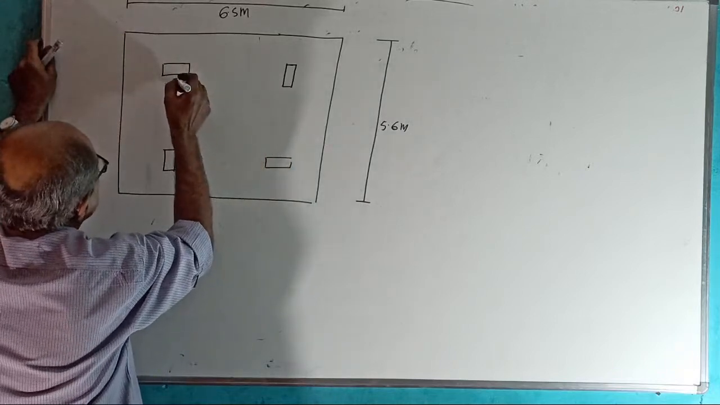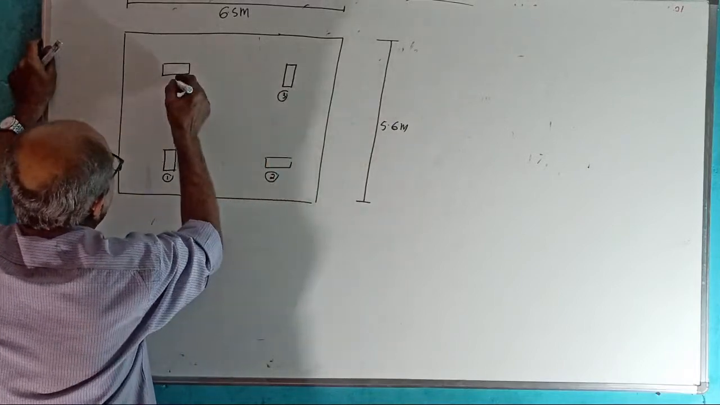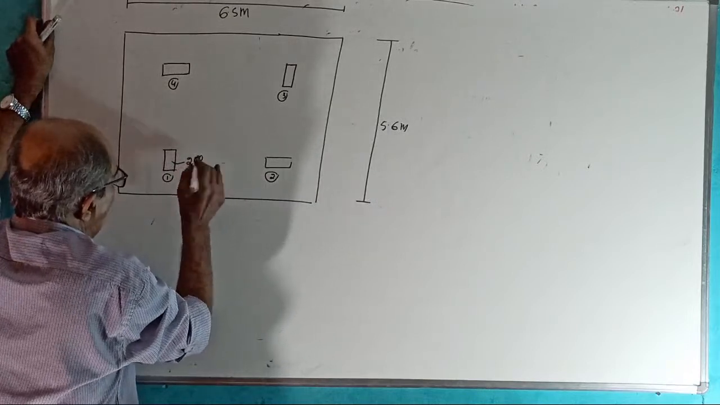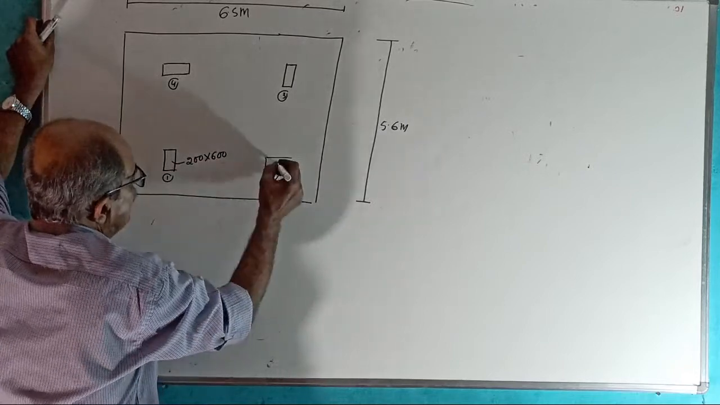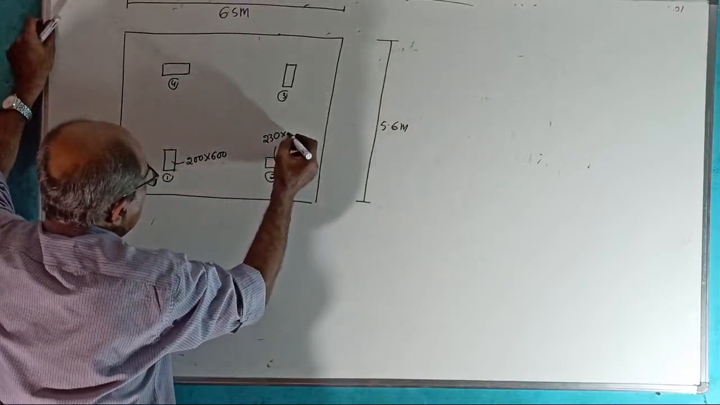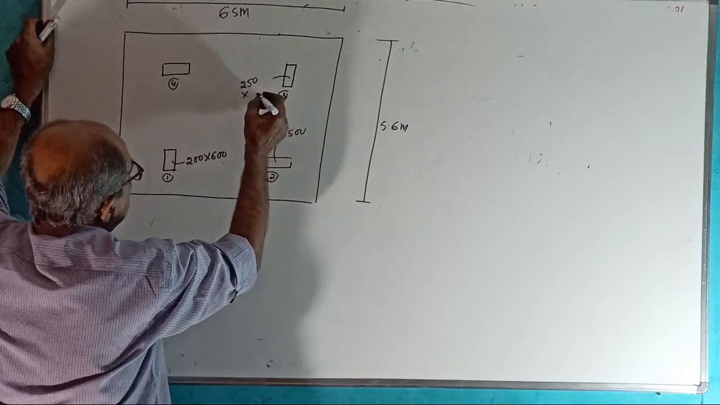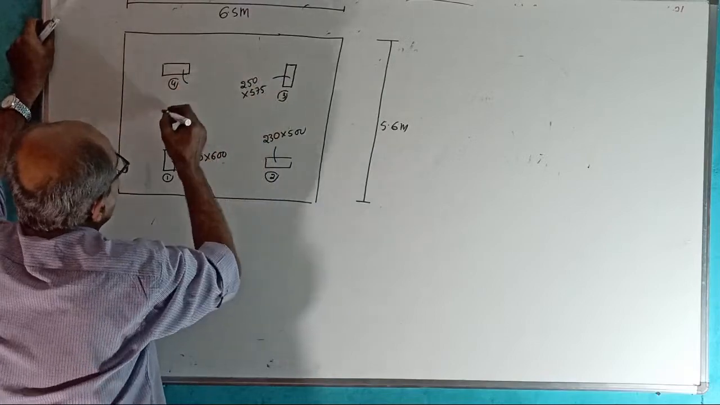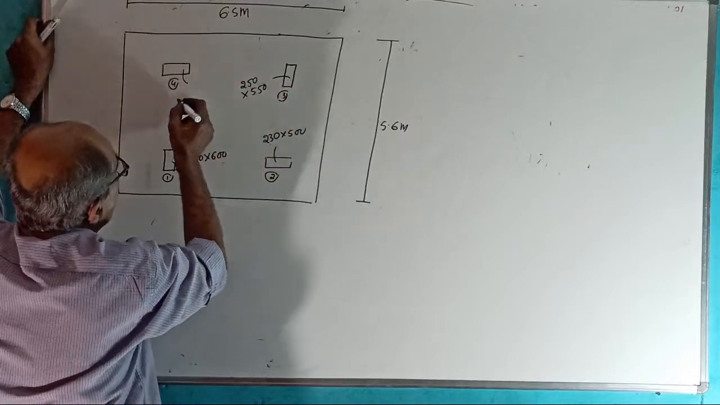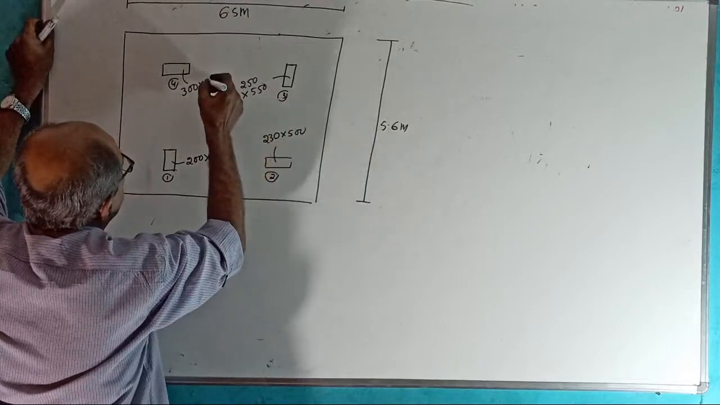Now see, I will call this any column. Okay, I will take column number 1, column number 2, column number 3, column number 4. I will give dimensions for each column. This column is 200 millimeter, all in millimeter, by 600 millimeter. This column is 230 millimeter by 500 millimeter. This column 250 millimeter by 550 millimeter. Okay. This column is 300 millimeter by 500 millimeter.